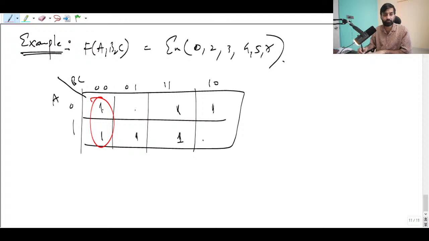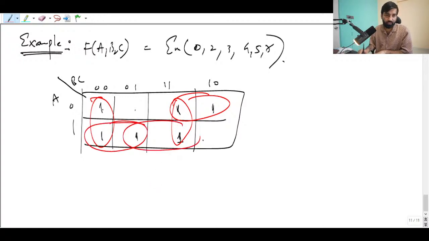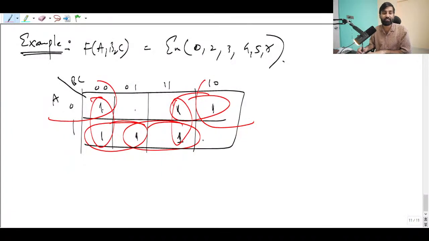Okay, or you can also cover this, or you can also cover these 2 ones. आप इनको भी ऐसे कवर कर सकते हो, right? Either you can cover like this, you can cover like this, or you can cover this one and this one. So there are many ways to cover these ones. Many ways, right, to cover these ones.